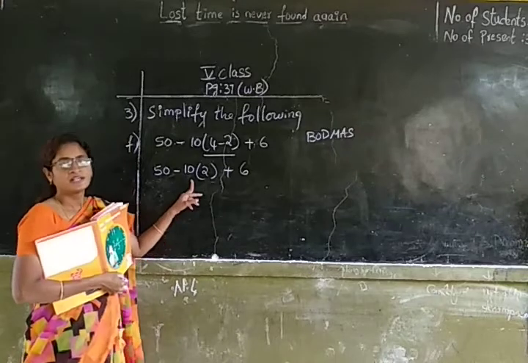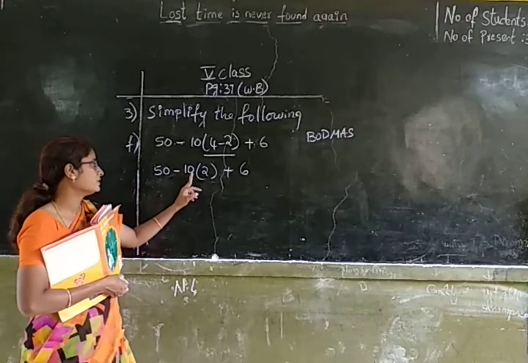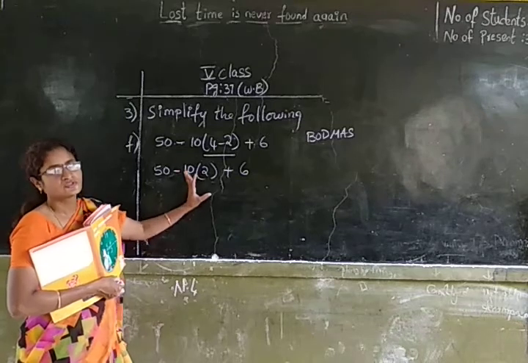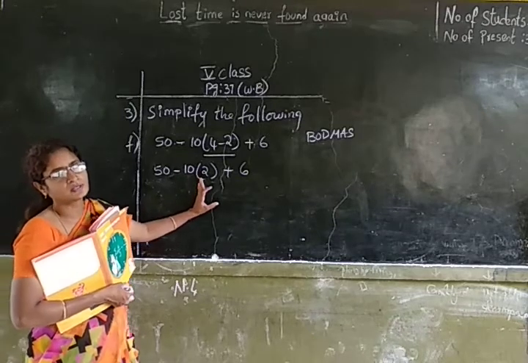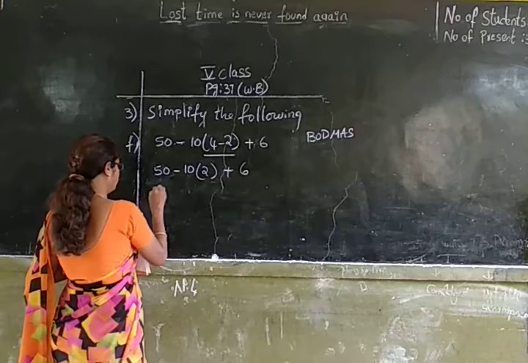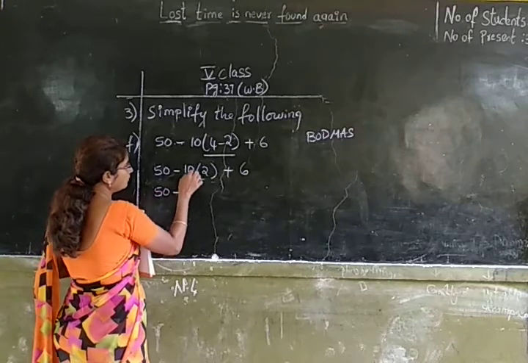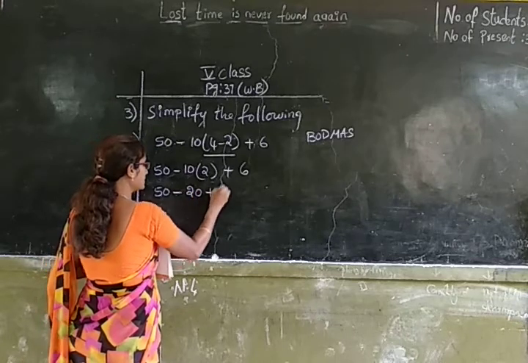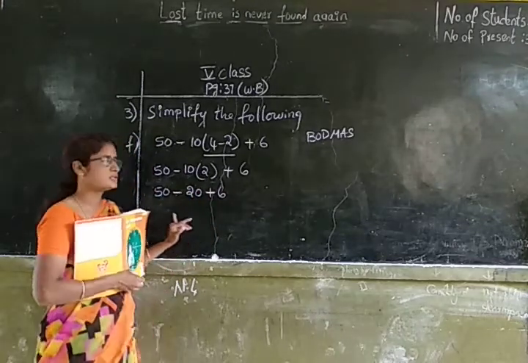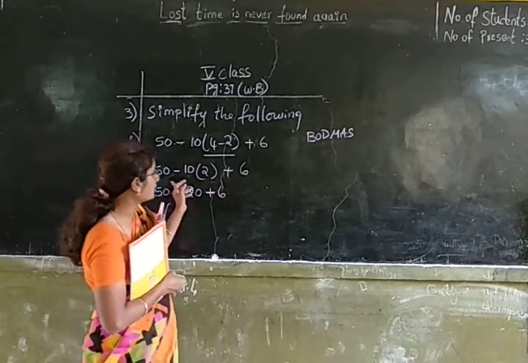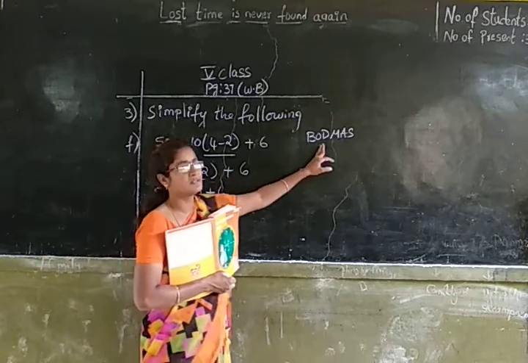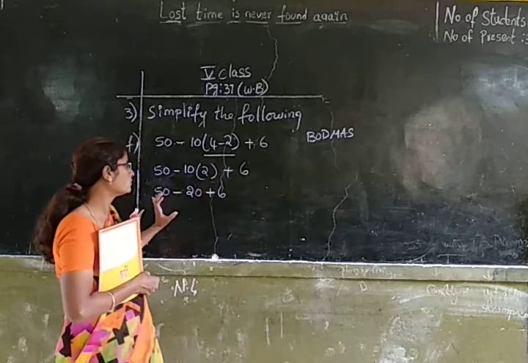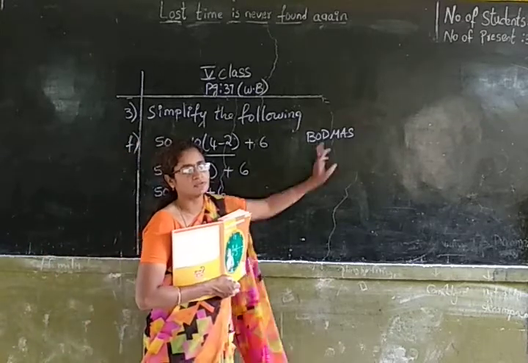See children, here there is no symbol given between the number and the bracket, which means you have to take off the brackets. So for taking off the brackets, you have to do the multiplication. So 50 minus, here the operation is into. So 10 twos are 20 plus 6. So after that you have to rearrange. After taking off the brackets, you have to do the division, but there is no terms of division. Then you have to do the multiplication, but there are no terms of multiplication. So you have to do the addition.